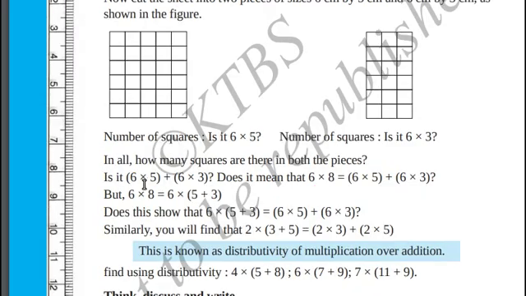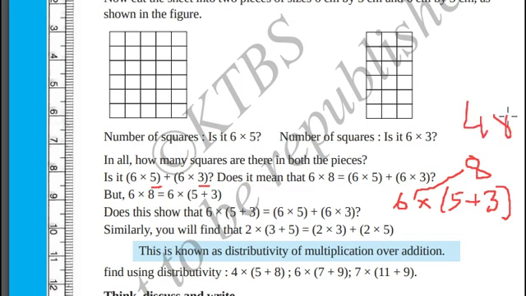So we can write this as 6 times 5 plus 6 times 3. We take 6 as a common element. We will take 6 out as a common factor. We are remaining with 5 and 3. 5 plus 3 is equal to 8. 8 times 6 is equal to 48. This is known as distributivity of multiplication over addition.